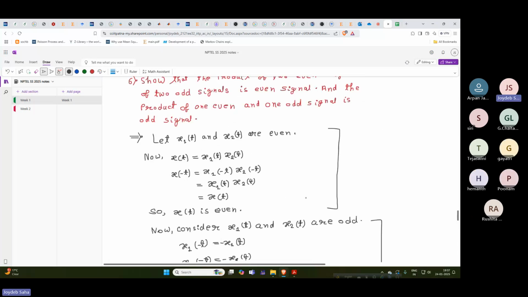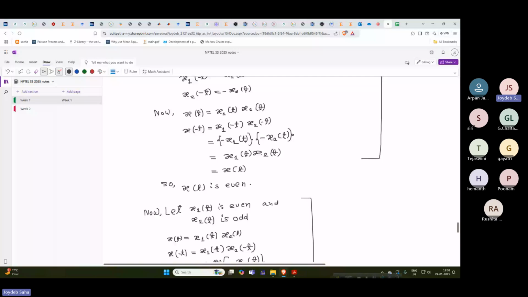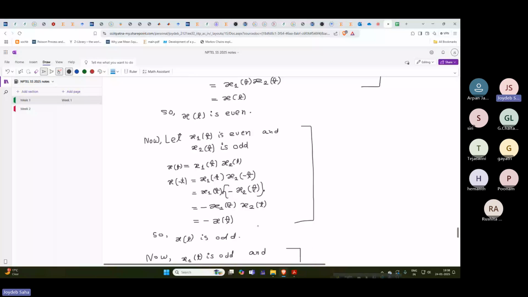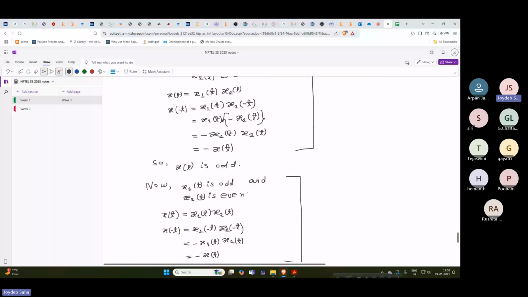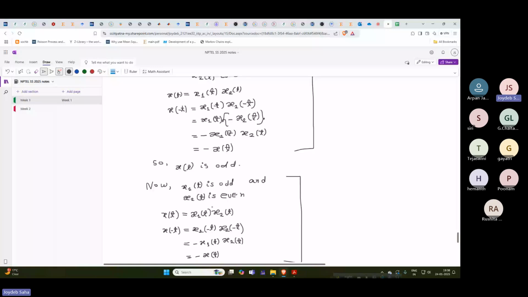So here x1 and x2 both were even, so the product is even. Here x1 and x2 are odd, so the product is even. Here x1 is even, x2 is odd, the product is odd, and x1 is odd, x2 is even, then also the product is odd. So this was question 6. Now we will go to the next question. It is a very simple and interesting question.